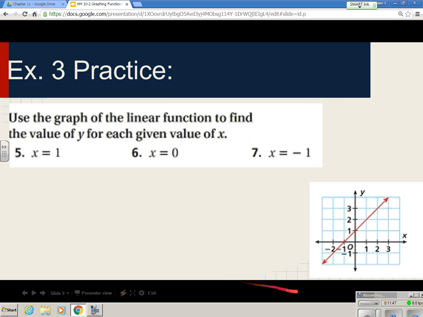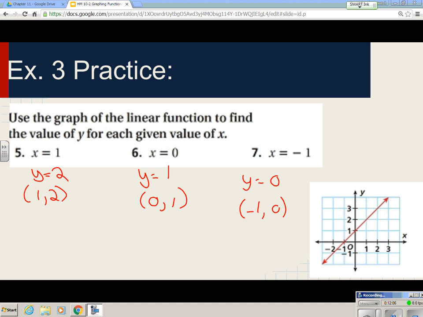All right, so for here we have the line. You need to find the y value for x equals 1, x equals 0, and x equals -1. You can just write down the ordered pairs if you want, or write y equals. Either will be fine. Come back when you're done.